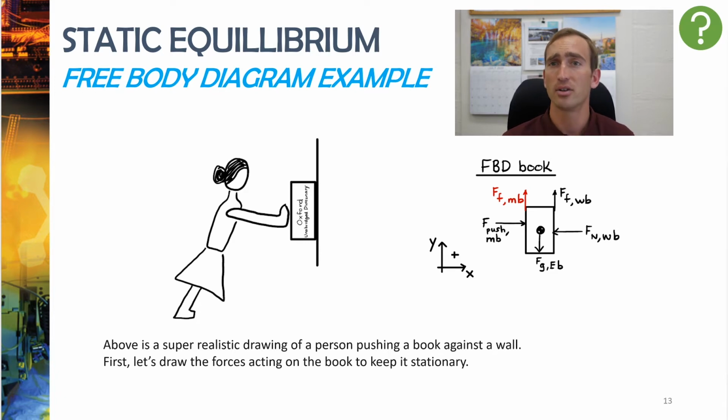In the y direction, the forces that we have are going to be the force of friction between the wall and the book, and the force of friction between the person's hands and the book. So there you go. That's how you would do a free body diagram of the book. That's all the forces that you would have. Now let's look at the person and realize how Newton's third law comes into play.